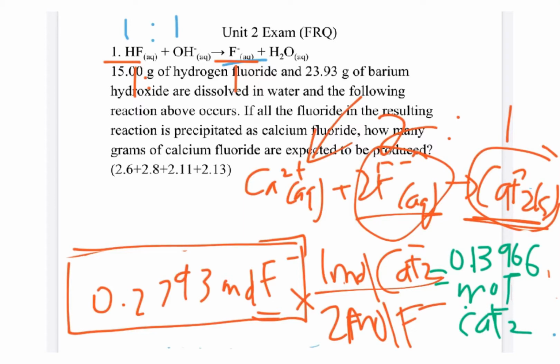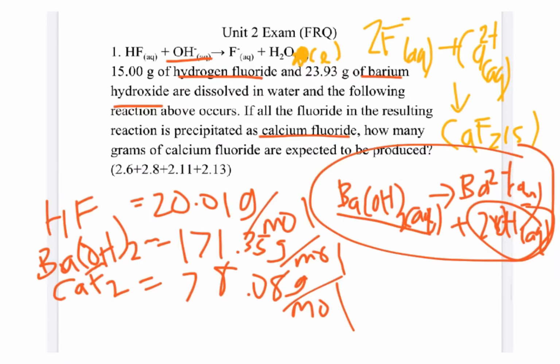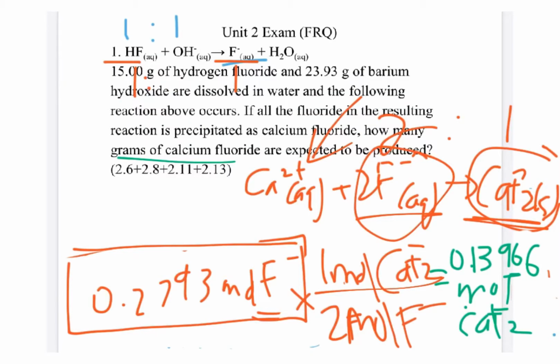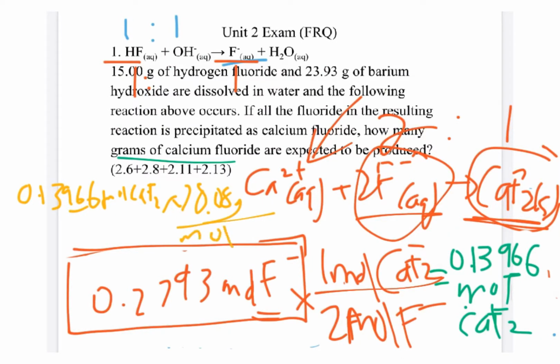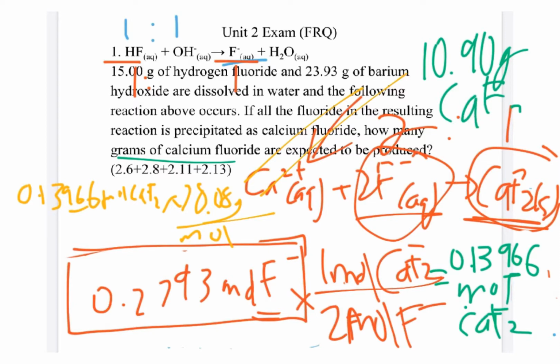So the last step here is to find how many grams of calcium fluoride. So we have to find the molar mass of calcium fluoride, and according to the very beginning, we said the molar mass of calcium fluoride is 78.08. So we can multiply 0.13966 moles of calcium fluoride by 78.08 grams per mole, and we get 10.90 grams of calcium fluoride, and that is our answer.